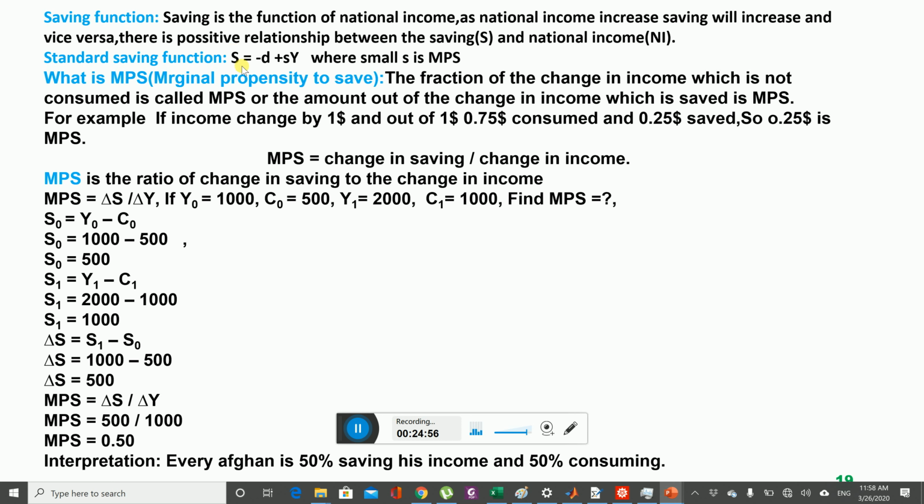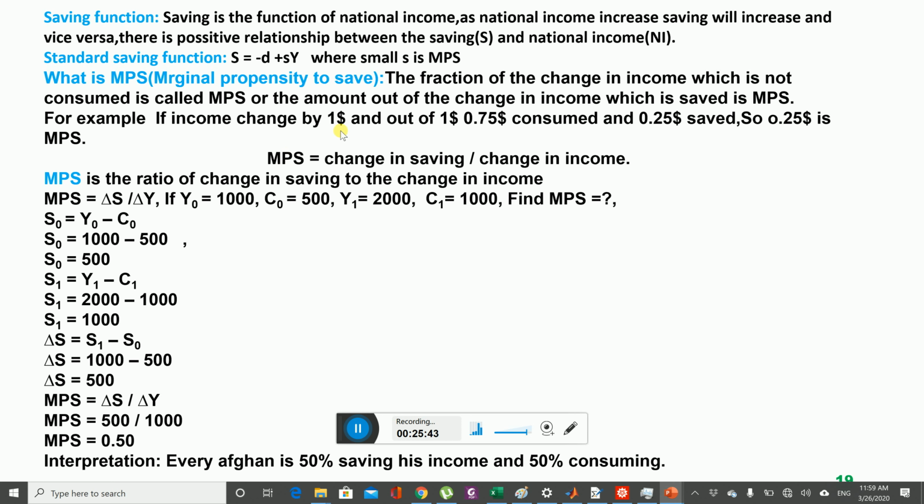The standard saving function is S equals minus D plus small s Y, where this small s is MPS, marginal propensity to save. Again, we can define MPS as the fraction of the change in income which is not consumed. It means that part of the change in income that you do not consume, that you save, is called MPS. Or we can say the amount out of the change in income which is saved is MPS. For example, if income changed by $1 and out of this $1, $0.75 is consumed, then the remaining 25%, $0.25, is saved. The MPS of this individual, or of this economy, is 25%.